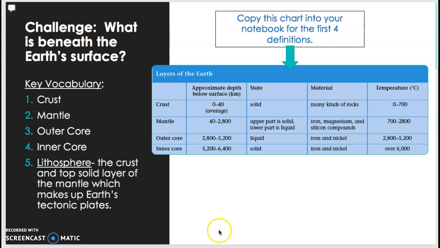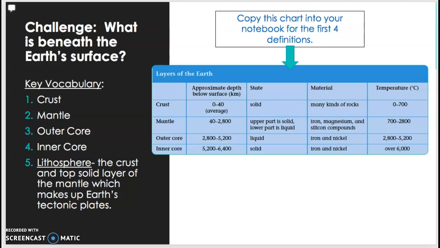The temperature range for the crust at its deepest level can be 700 degrees Celsius. Keep in mind that water boils at 100 degrees Celsius. So that's pretty hot at its deepest depth, okay? Below the crust is the mantle. So the mantle goes down approximately 2,800 kilometers. The top part of the mantle is solid. The bottom part is liquid. That is where our magma is.